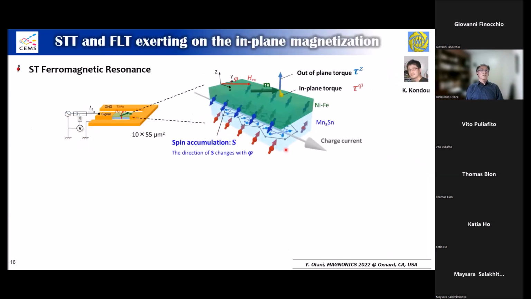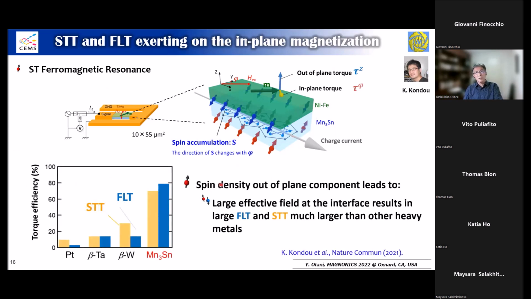Then we did an STFMR measurement to see whether this effect can be observed by this behavior, and we found exactly the same type of response. More importantly, the field-like torque and also the spin transfer torque contribution is huge, even compared with platinum, beta tantalum, or beta tungsten. It reaches something like 70 or 80%. This is a very, very surprising feature of this material.